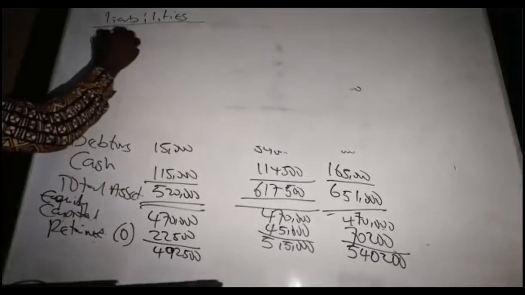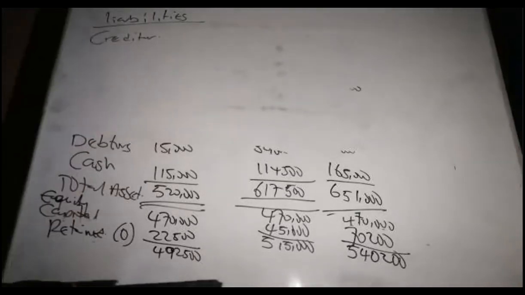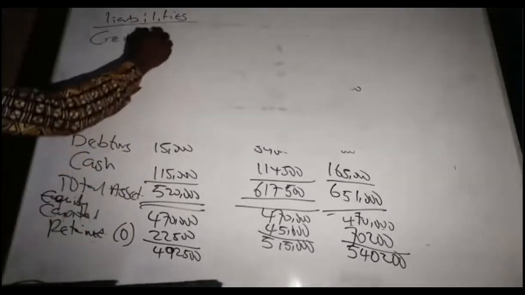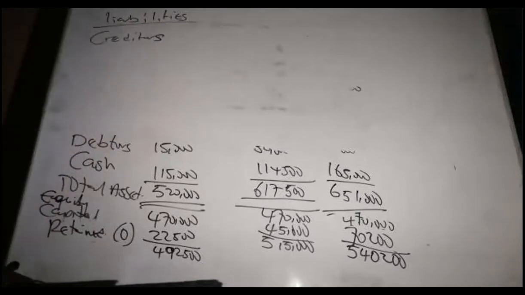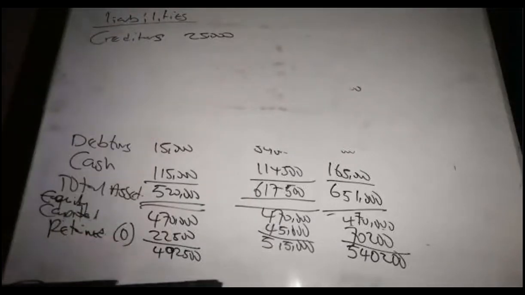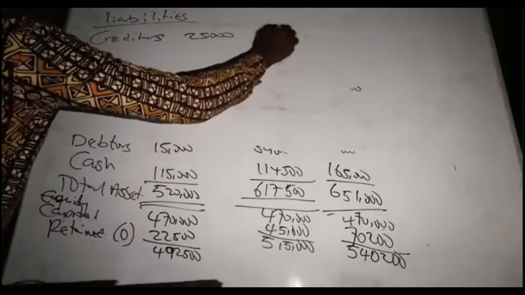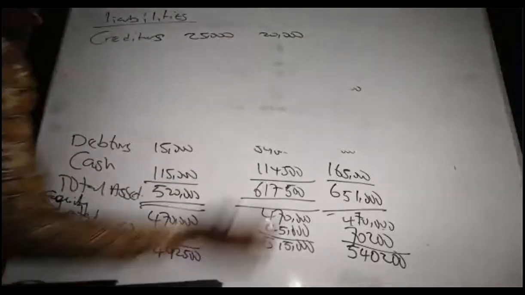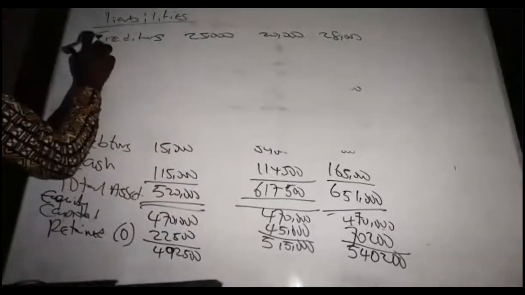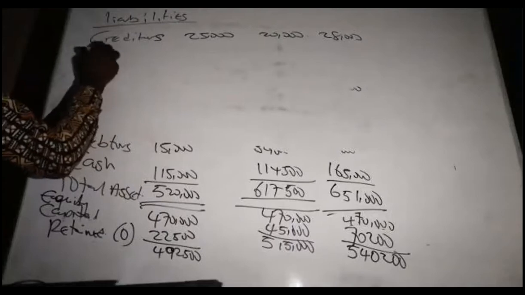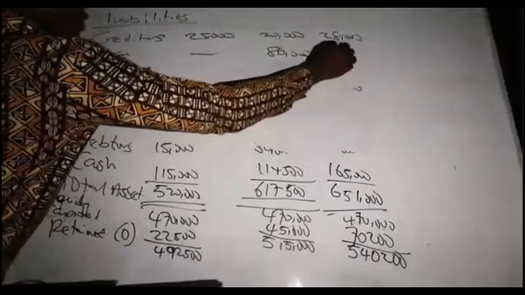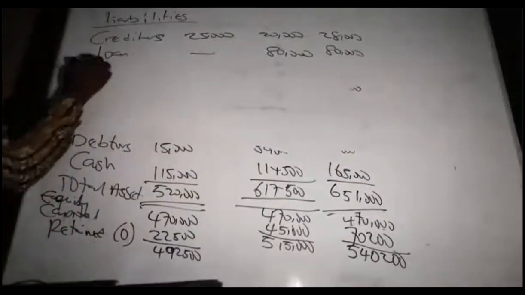Okay, let's start with the creditors. I write October here. So October creditors will be 25,000. Then November, 20,000, and then December, 28,000. Then you add your loan, 80,000, because it has not been paid. Then tax.